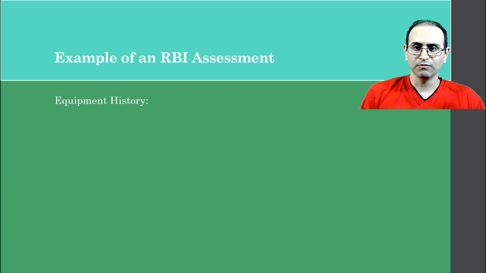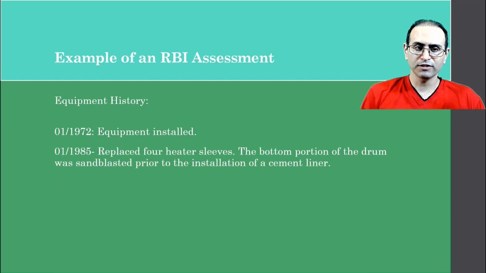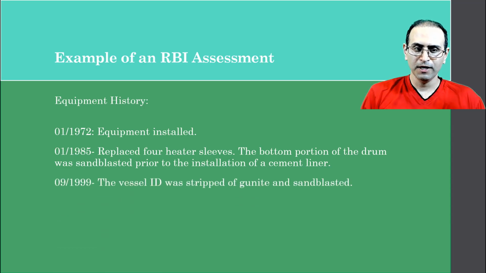Then we review the history of that drum. We know that this drum was installed in 1972. In 1985, they replaced the 4 heater sleeves. The bottom portion of the drum was sandblasted prior to the installation of the cement liner. So we know that the cement liner was installed in 1985. In 1999, the internal side of the vessel was stripped of gunite and sandblasted.